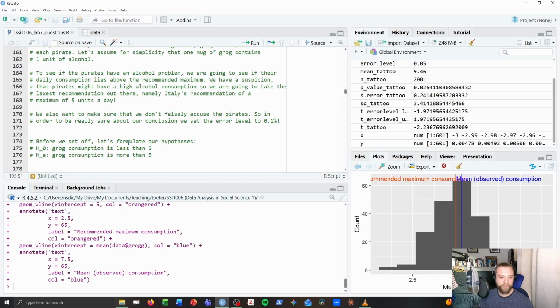As this says, we don't want to falsely accuse the pirates of alcoholism, but also in the context of any public health intervention, we don't necessarily want to go through the costs and difficulties of, say, launching some kind of program to get alcohol consumption down if we don't have a real problem. So in this case, we want to be very sure not to reject our H0, that there is no problem here, grog consumption is less than 5, and accept our HA that it's more than 5.